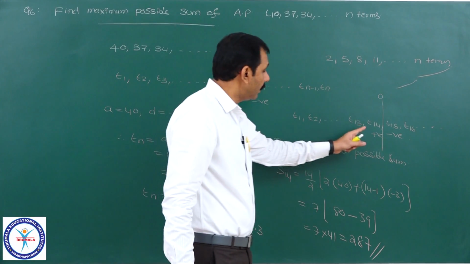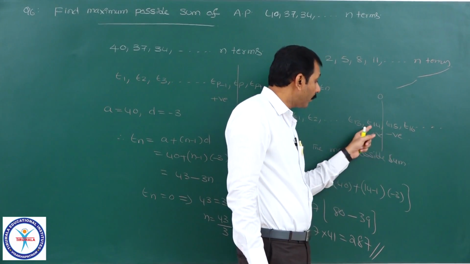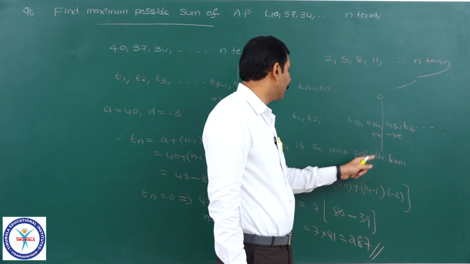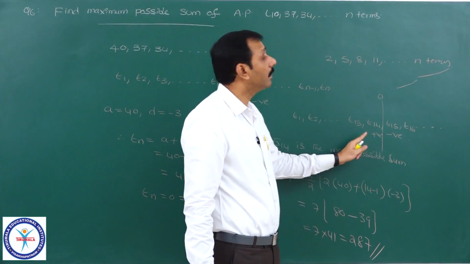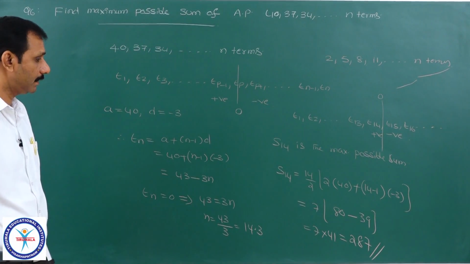Therefore, the 15th term will be the first negative term. Therefore, before this should be positive, and till here if you add, you will get the maximum possible sum. Hope you understood this one.